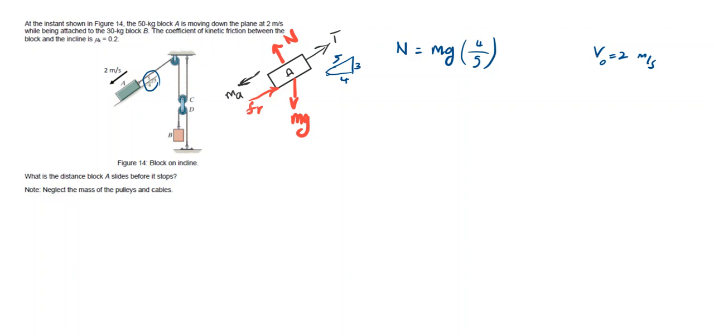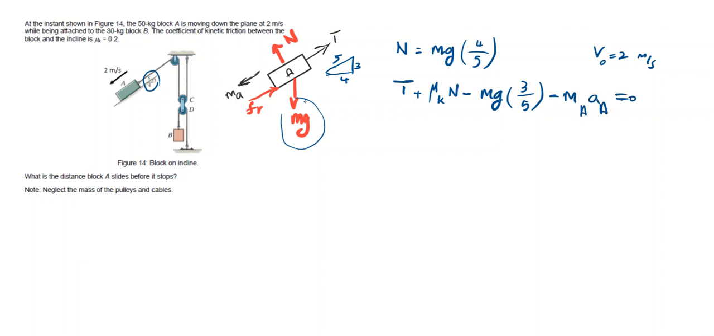There is only one tension linked to the box here. The tension plus the force of friction, which is mu k N, minus mg times 3/5, and then minus ma, are all equal to 0. So mg is coming down, so it is in the negative direction, and ma again is in the negative direction.